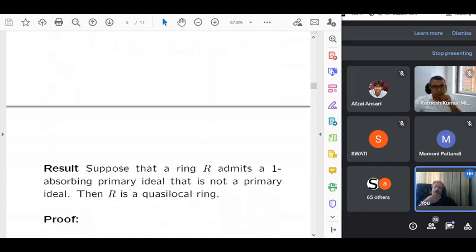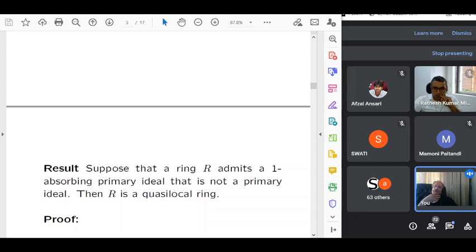Kind of interesting. Well, I don't know what interesting means, but to me it is. So here is the result. I have to remind you what I mean by a quasi-local ring. I mean the ring has only one maximal ideal. So suppose that R admits a one absorbing ideal that is not primary, then R has to be quasi-local. That's it. So if your ring is not quasi-local, just forget it.